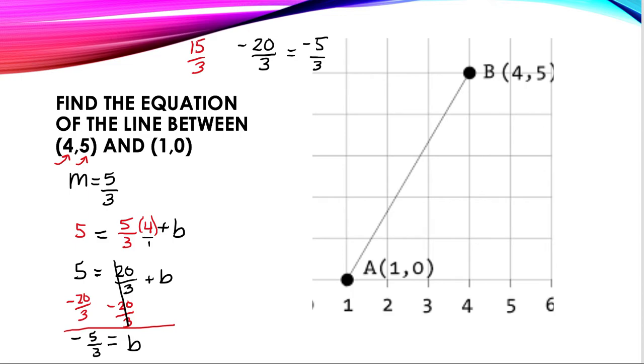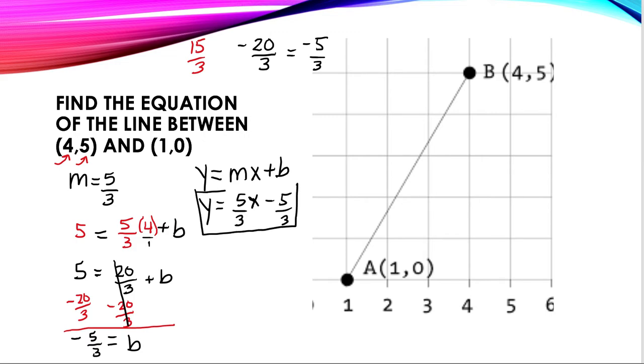So once we know the b value, we can then go back to our format for our equation of a line, which is y is equal to mx plus b. We're going to put our m value in, so 5/3 times x, and then we're going to put our b value in. So our b value is negative 5/3. And in doing that, we have our equation for our line.